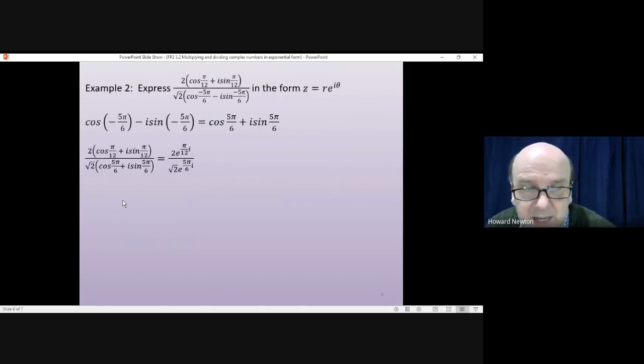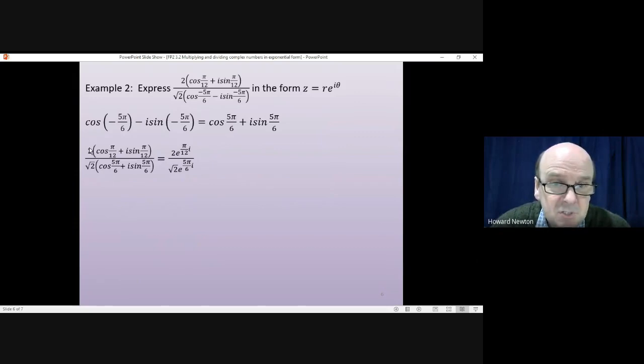And then we can change that immediately to exponential form. So the top one, the modulus is 2, and the argument is pi by 12. We can just write it down straight away. And on the bottom of the fraction, the modulus is root 2, and the argument is 5 pi by 6.